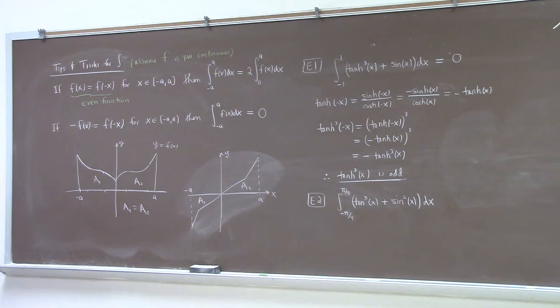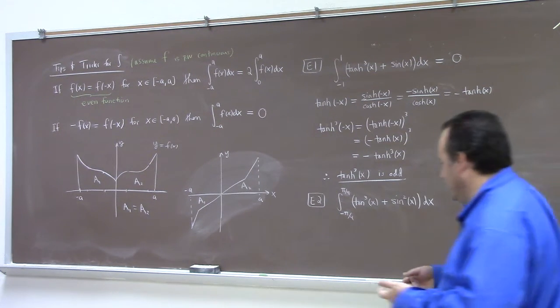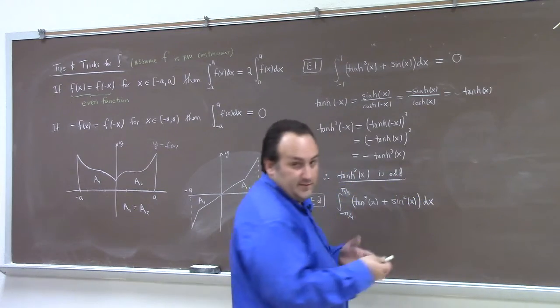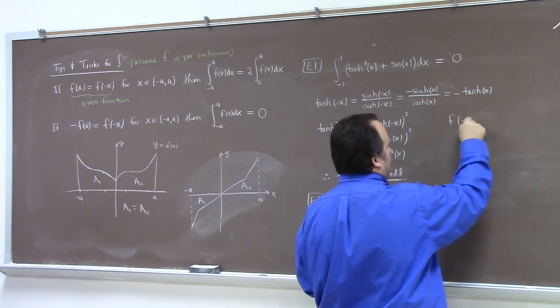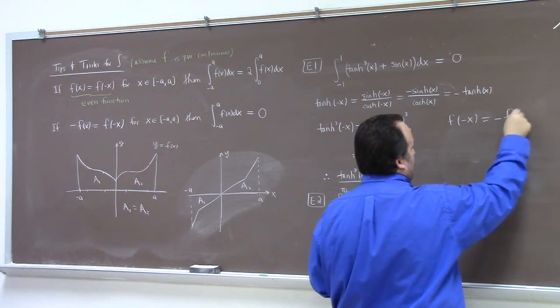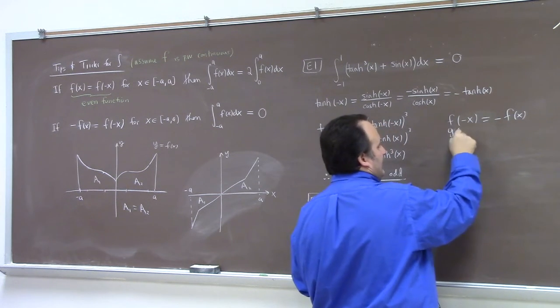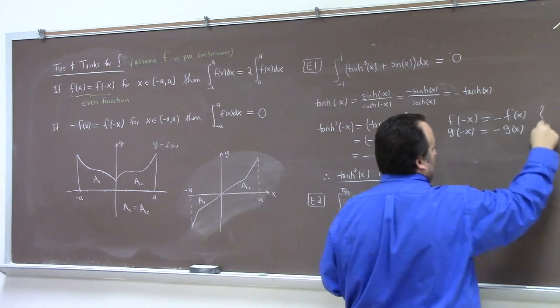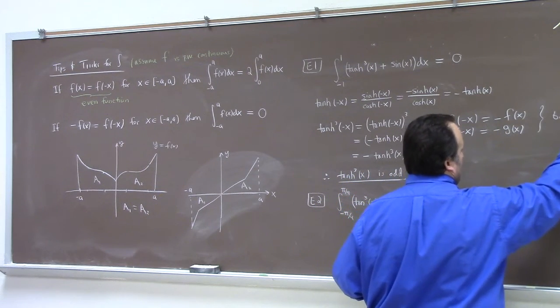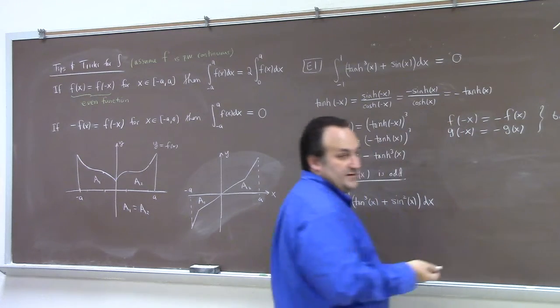So if we take two odd functions and we add them together, we still have an odd function. That might seem wrong to you, right? Because the sum of odd numbers is an even number. But that's a different use of the word odd. So bear with me here. If we have f of minus x equals minus f of x, and we have g of minus x equal to minus g of x, so both odd, these are both odd functions.